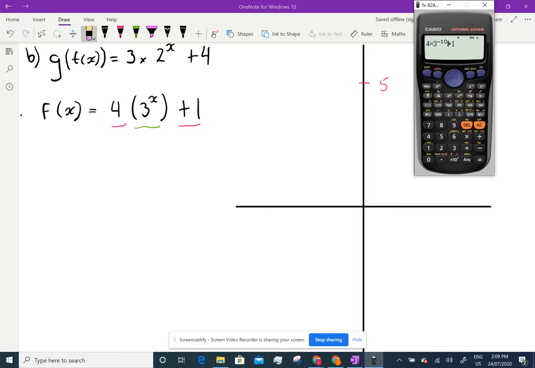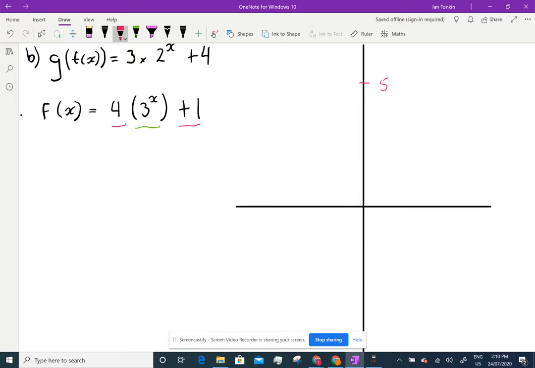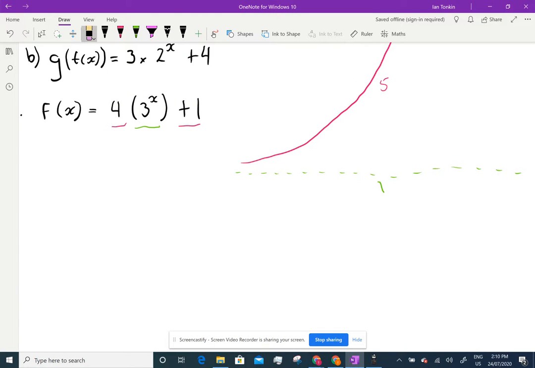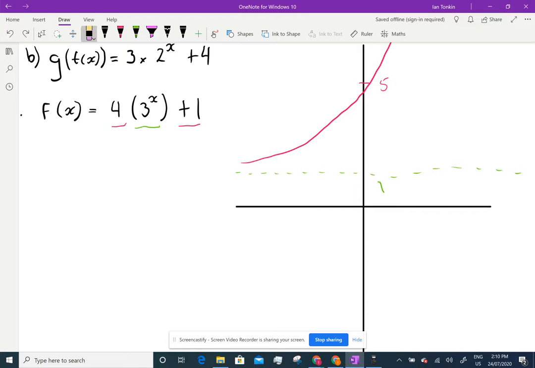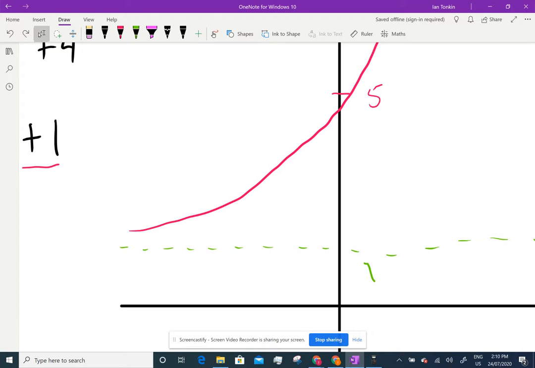And it's 1.00006. Let's make it negative 100. And it says it's 1. Now, it doesn't actually equal 1. It gets very, very, very close. But you can therefore work out where your asymptote is. So here, my asymptote, and I'll do it in green, is there at 1. And this curve, therefore, looks like that.